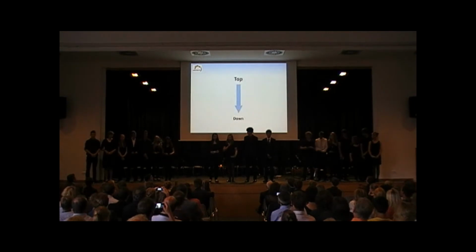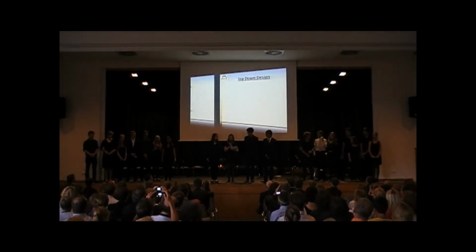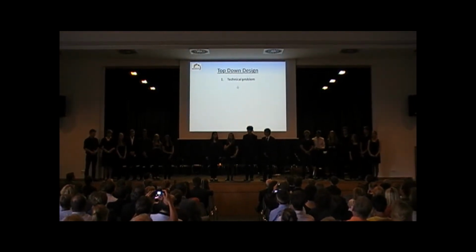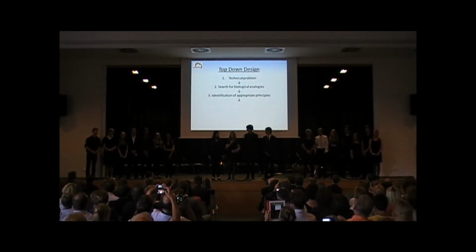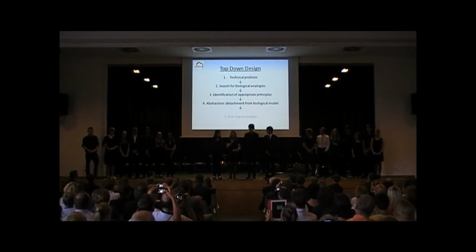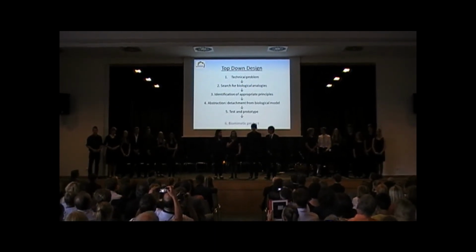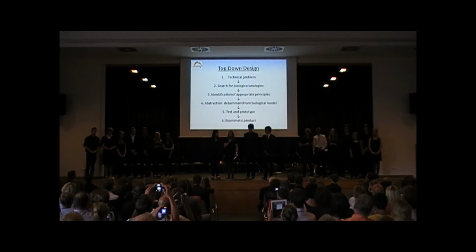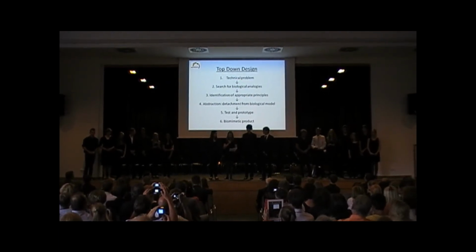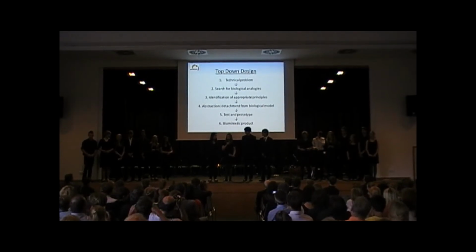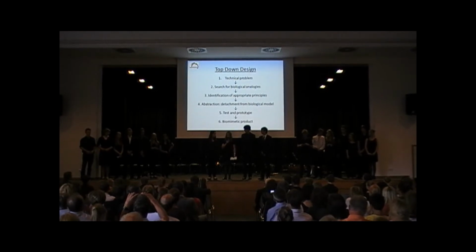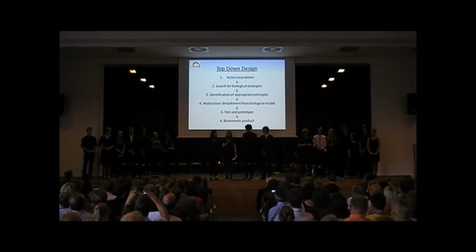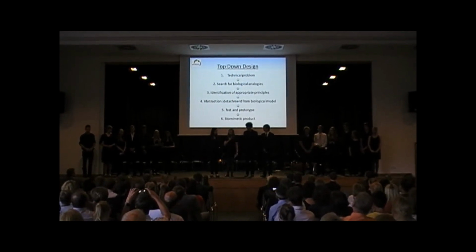Now I will explain to you the top-down design. First, you have a technical problem. Then you search for biological analogies and look how nature solves this problem. In the third step, you identify the appropriate principle, and in the next step, you detach those principles from the biological model. In the fifth step, you test the feasibility, build a prototype, test this prototype, look for problems, evaluate your prototype, and begin testing again. And if all works well, you have a biomimetic product.